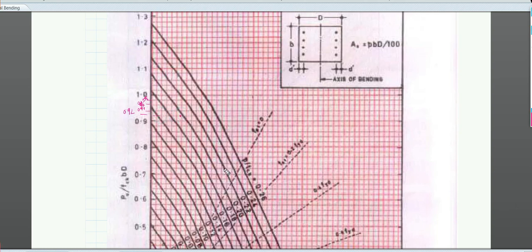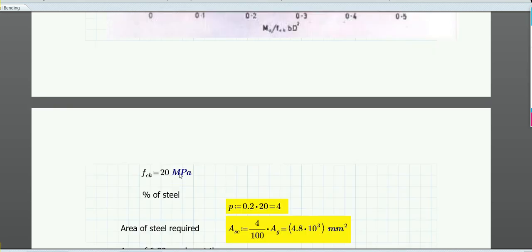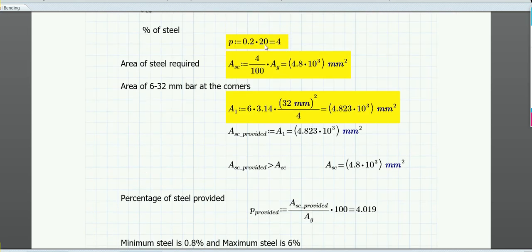So this particular curve should be taken. Here you can see that p by fck is 0.2, so that should be taken for our case. Now if I take that, p by fck is 0.2, so p will be 0.2 into fck, which is 20, so you just put the value and it becomes 4.